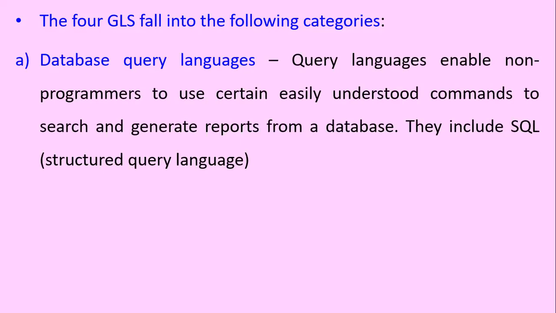The 4th generation languages normally fall into the following categories, or in other words, the 4th generation languages fall into the following categories. Number 1, we have what we call the database query languages. Query languages enable non-programmers to use certain easily understood commands in order to search and generate reports from a database. They include structured query language.